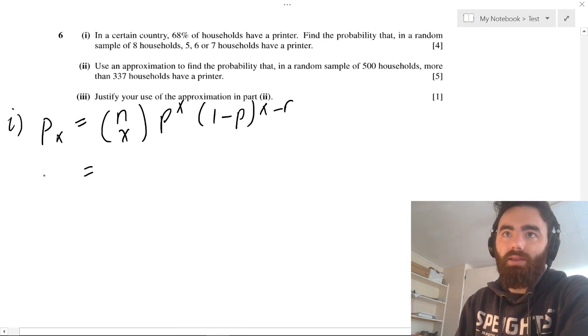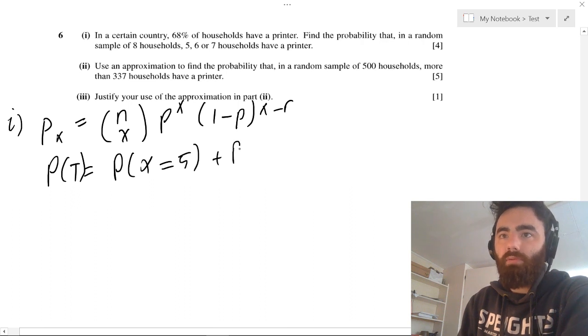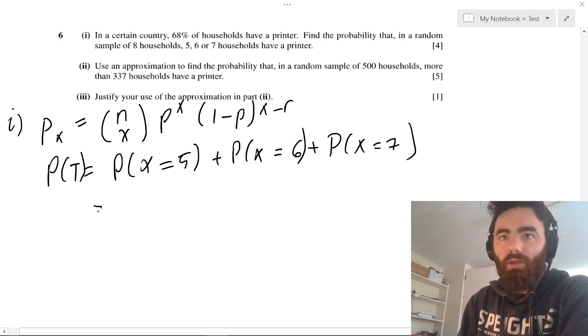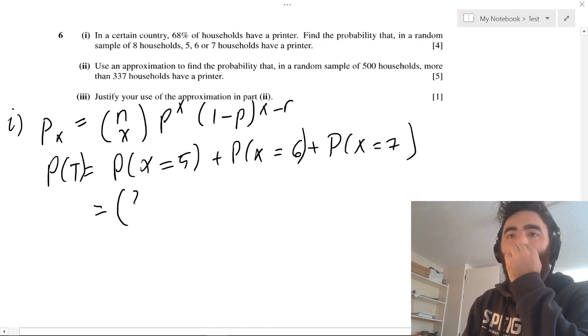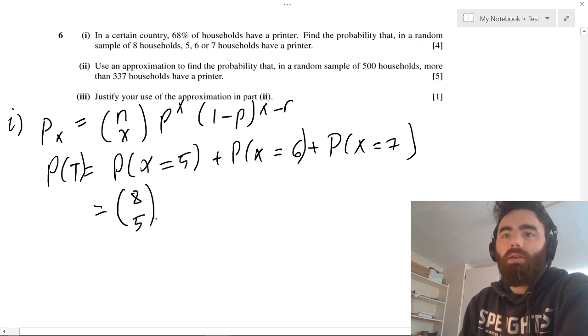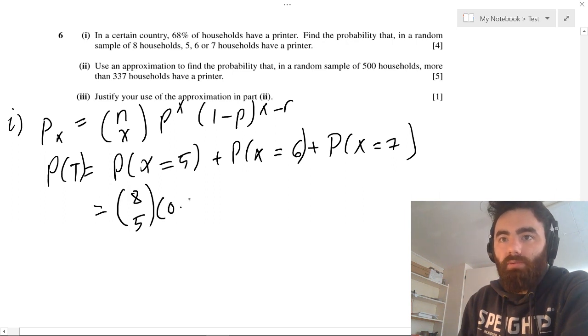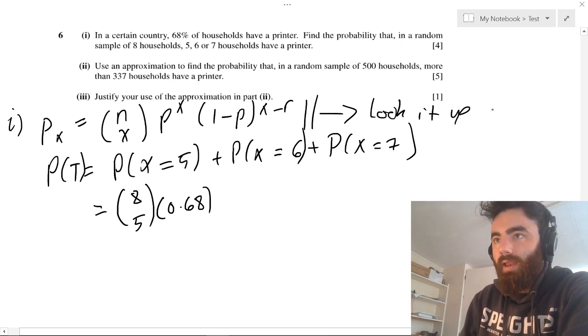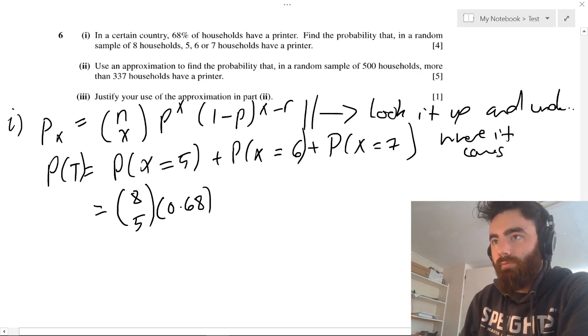So the probability total is going to be the probability that x equals 5 plus the probability that x equals 6 plus the probability that x equals 7, which is simply going to be 8 pick 5, and the probability of success is 0.68. Again, if you don't know where this formula comes from, look it up and understand where it comes from.